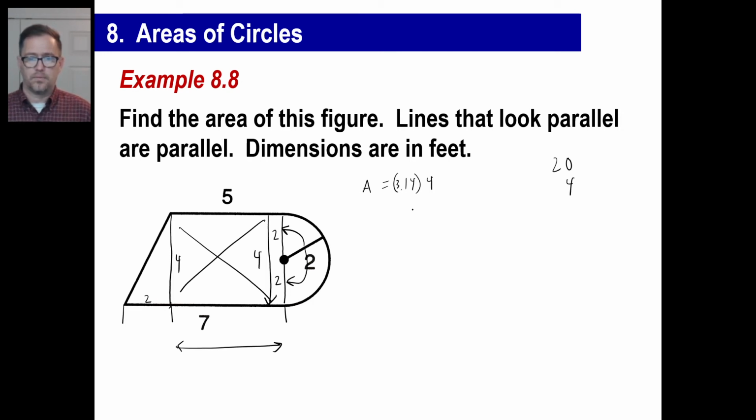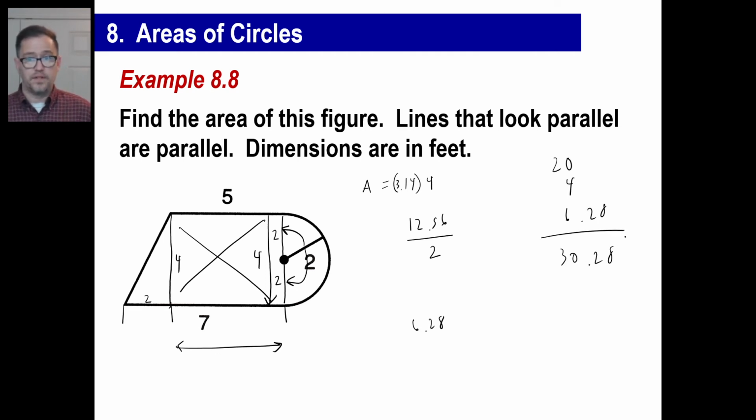But we only have half a circle, right? I mean, this isn't an entire circle like this. We just have half of a circle. That's all we're finding the area for. So you're going to go like this and go 3.14 times 4 is 12.56. Then you're going to end up dividing that by 2, and you're going to get 6.28, and add that to the pile over here. Okay? So that'd be 30.28.